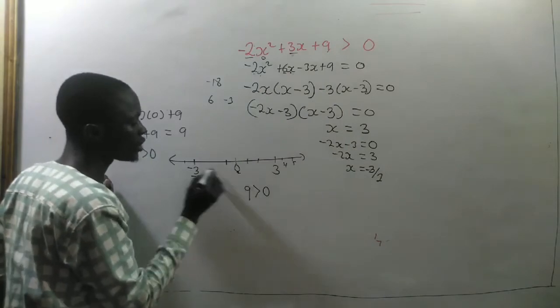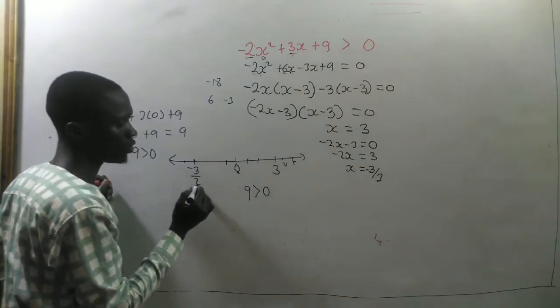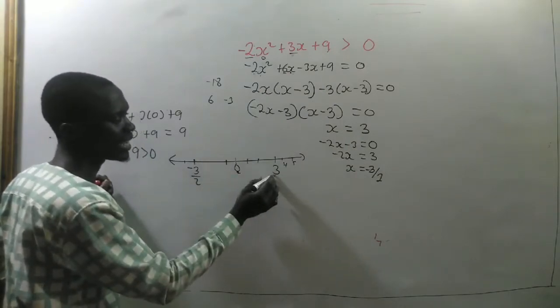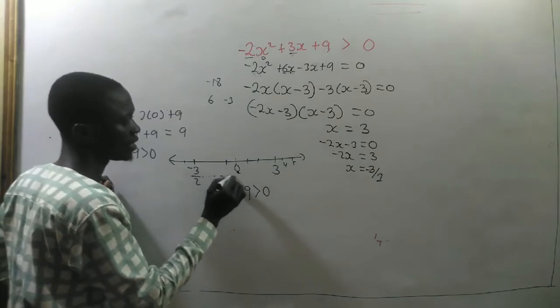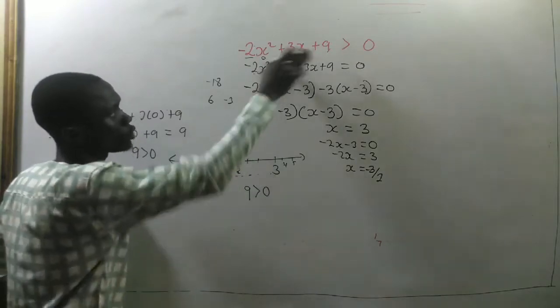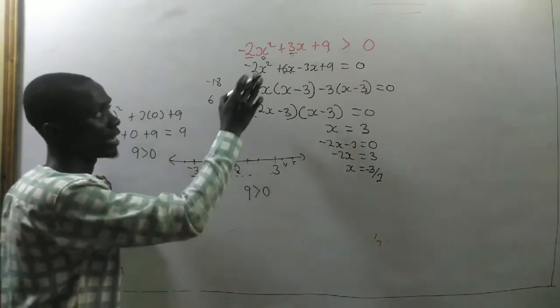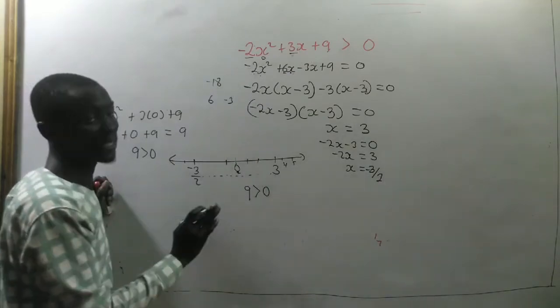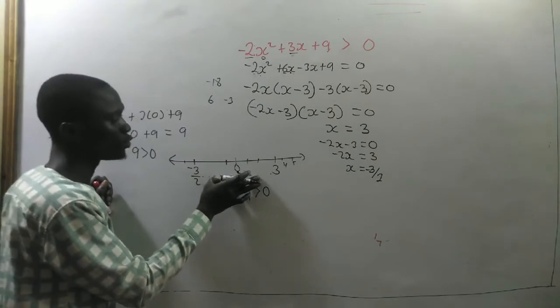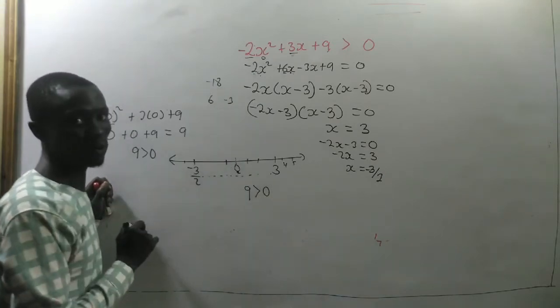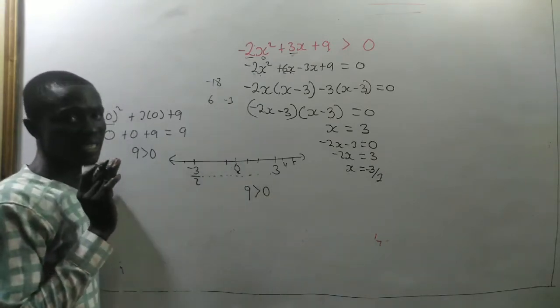So since 0 is between negative 3 on 2 and 3, then any number between these two numbers will also satisfy it. Check it for yourself. Use positive 1 and see. Use positive 2 and see. Any value between this will also satisfy the inequality. So we finished the test.